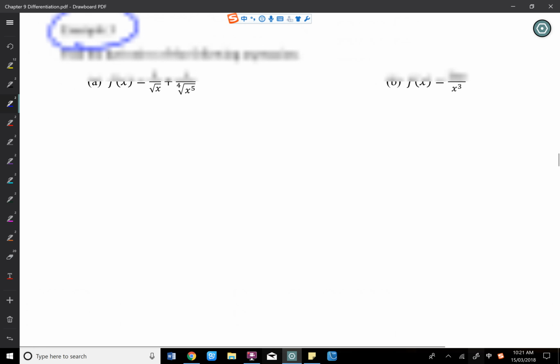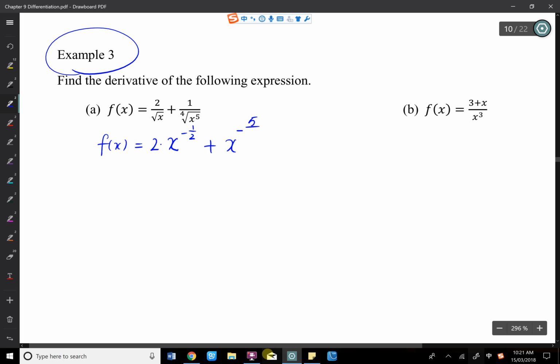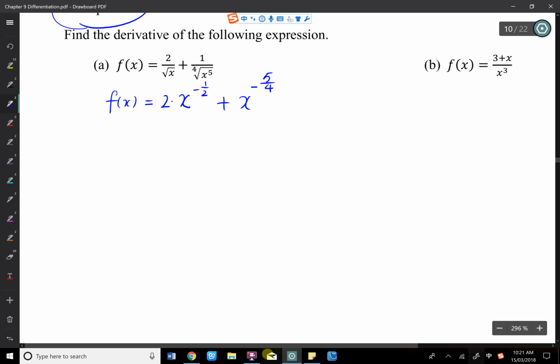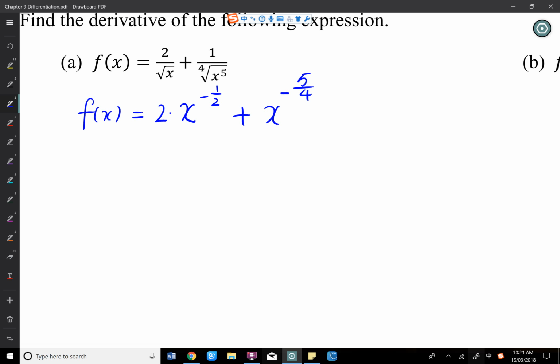Example 3. Well, example 3 is easy. I'll just need to rearrange the equation a little bit. That's 2 times x to the power of negative a half plus x to the power of negative 5 over 4. I hope you can see that. The root x on the denominator gives you negative a half, and then the fourth root of x to the power of 5 gives you 5 over 4.